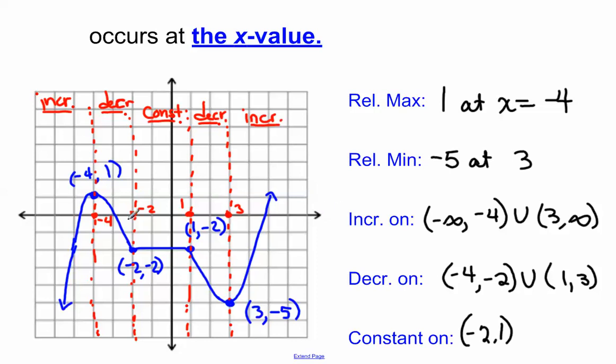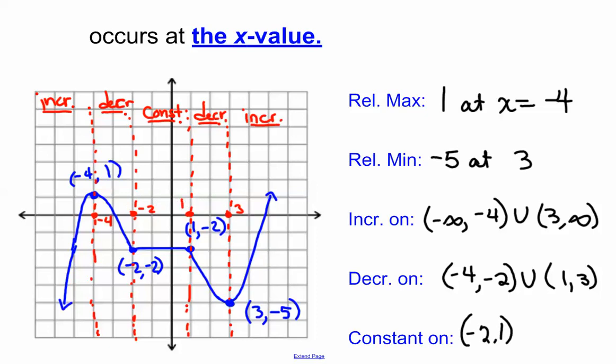All right, let's look at decreasing. This next section was labeled decrease. Where does that go, from this vertical line to this vertical line? That's from -4 up to -2. And then it decreases again from 1 up to 3. So again, we use the union symbol to show there are 2 intervals. And then it is constant in that middle section from -2 to 1.